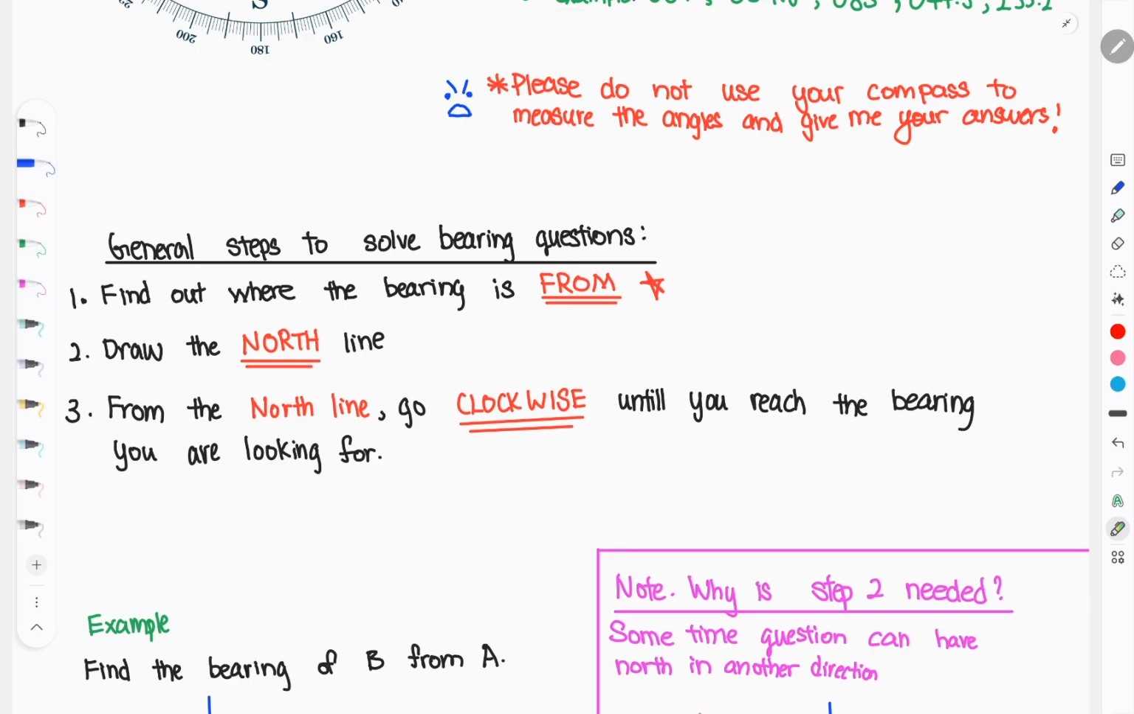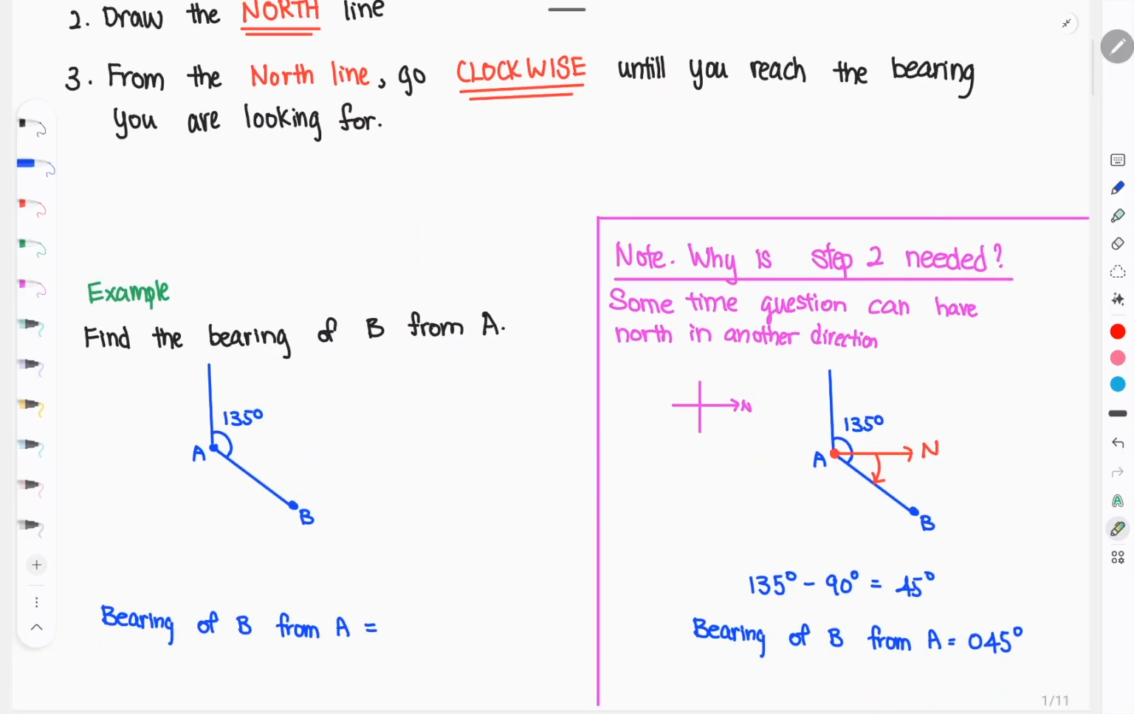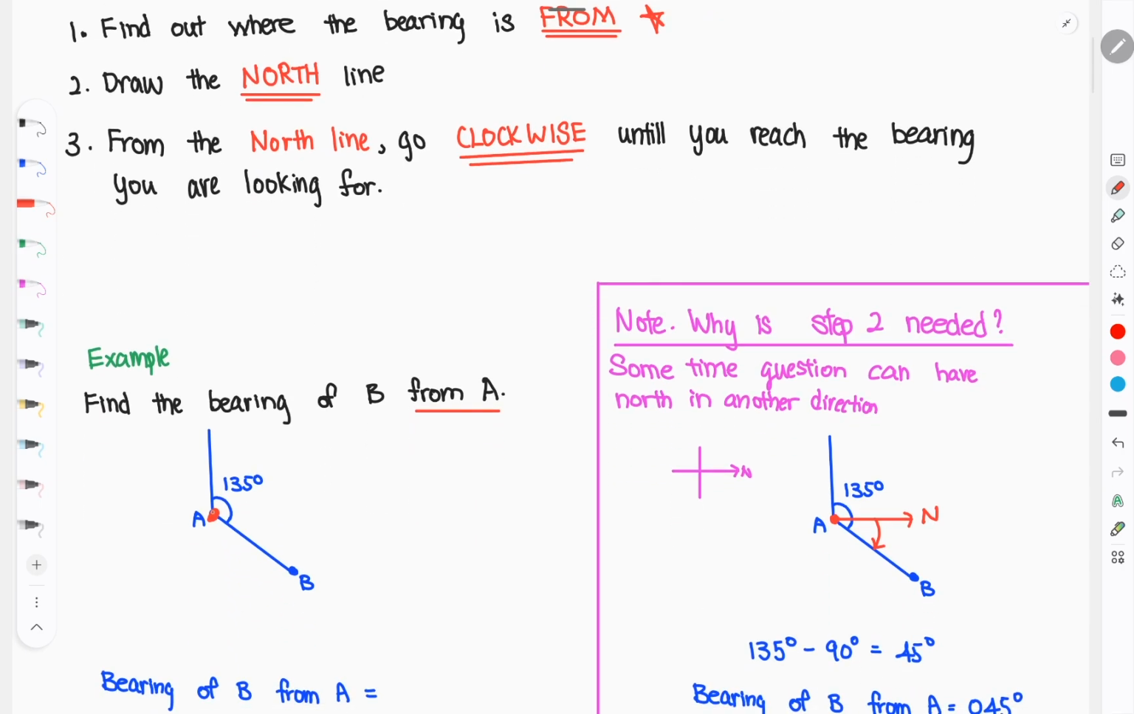Okay, so for example, let's say I want to find the bearing of B from A. So this is how the question will normally be put. So first thing you need to know is where it is from. The question is asking from A. So I will go to the point A. I will just shade it a little bit. Next, step 2. I want to find the north line. Okay, so I'll just draw the north line.